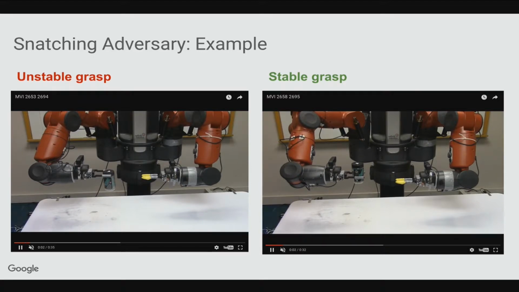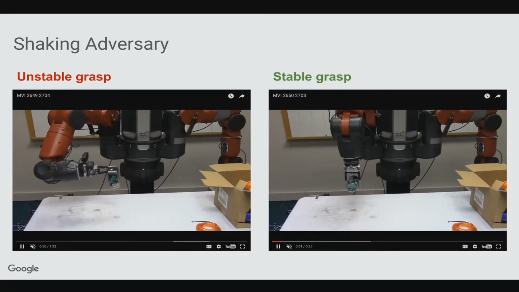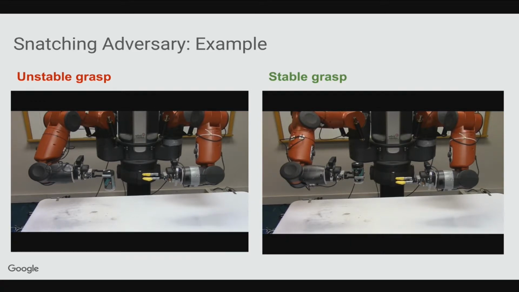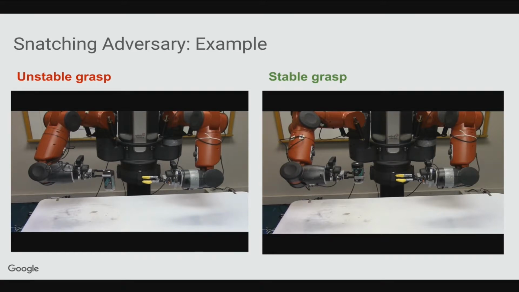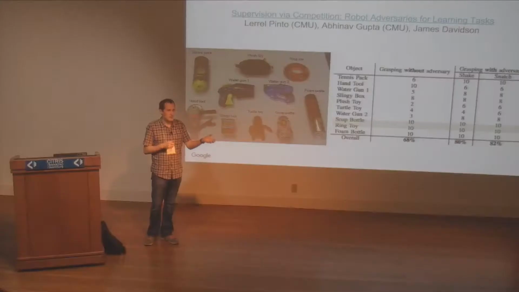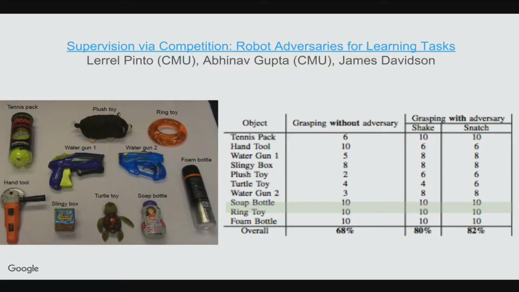So here is an example. The previous one was trying to shake something out of a grasp. Here is an example of trying to snatch something out of a grasp. This work is mostly from CMU in collaboration with one of my colleagues, James, who's in the back. And they basically trained a grasping setup with, within the loop at training time, this notion of having an adversary that's adaptive, that actually tries to snatch things away or shake things away from the grasp. And you get better results by just doing this.